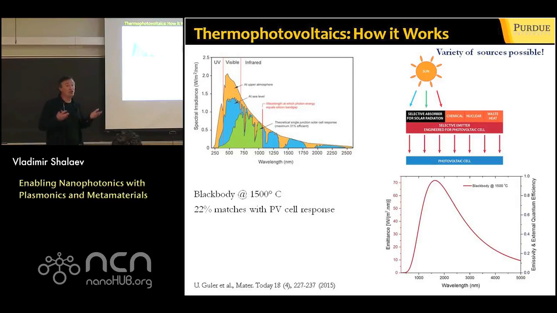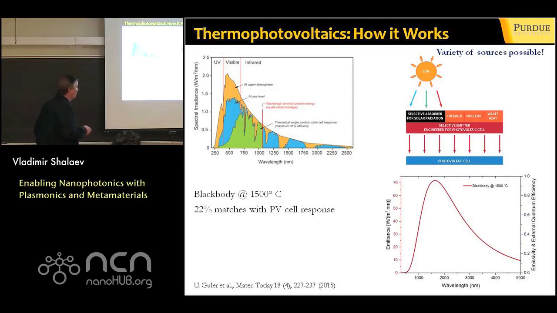So the solution is to use these refractory plasmonic materials, which you could heat up above 1000 Celsius and which could work as a frequency selective emitter, so that your black body would emit light only matching the band gap of your photovoltaic cell, so that the efficiency would be optimized.